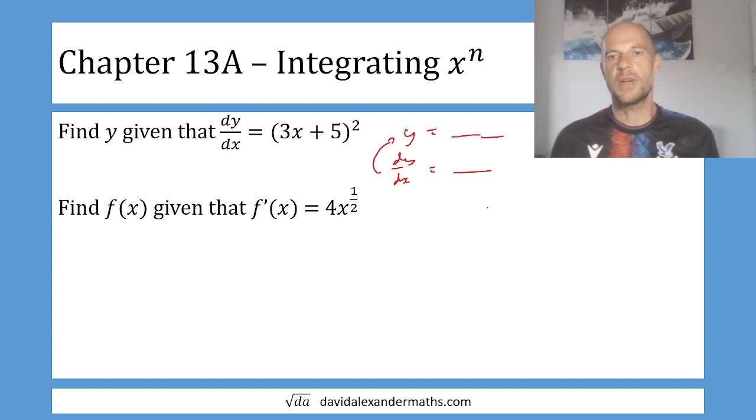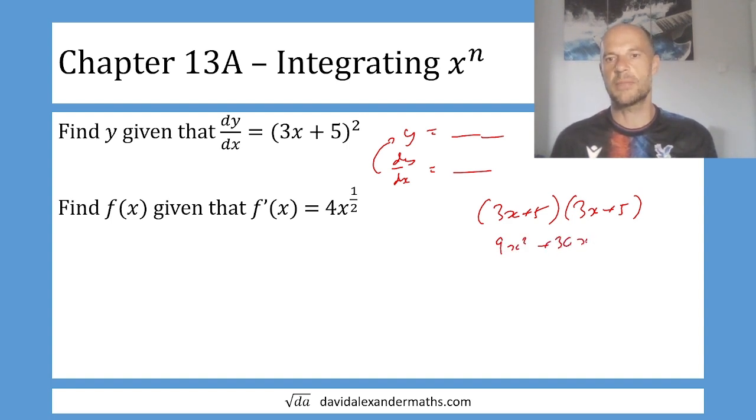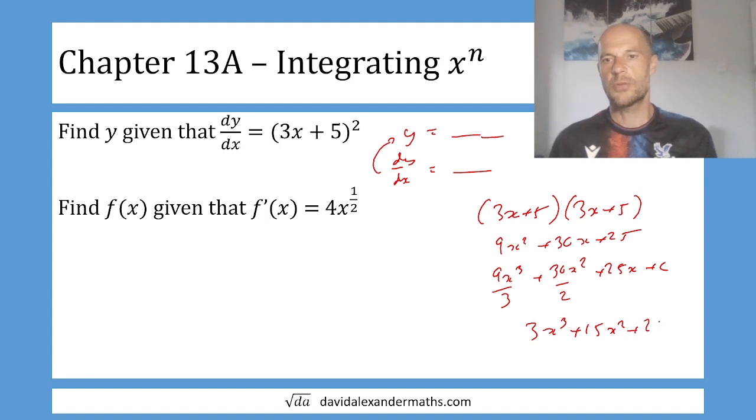So what I'm going to do with this one is I'm just going to expand the brackets, so 3x plus 5 squared. When you do year 13, there is a quicker way of doing this. So that's going to be 9x squared plus 15x plus another 15x, that is plus 30x plus 25. So that's going to be 9x to the 3 over 3 plus 30x squared over 2 plus 25x plus c. In other words, 3x cubed plus 15x squared plus 25x plus c.